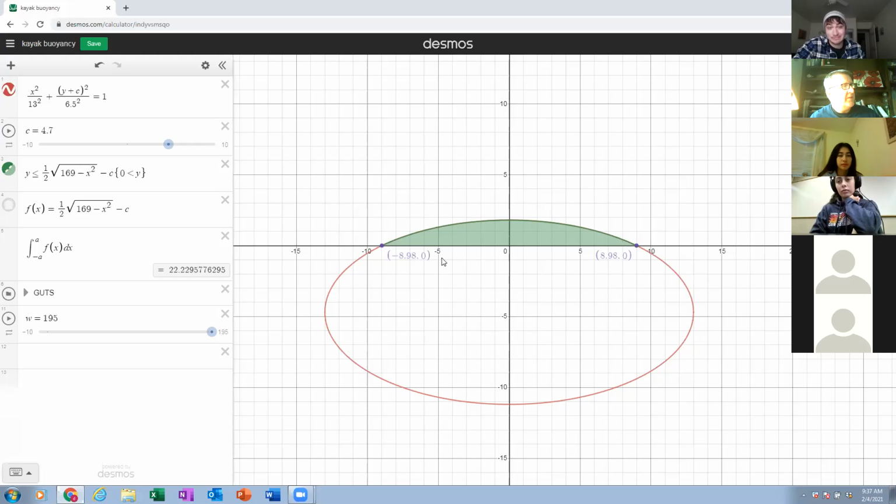So obviously, do you see how mine's labeled? I guessed 4.7. And when I guessed 4.7, notice the curve hit at negative 8.98 and 8.98. And so then I have to put those numbers into the integral, and then I ask it what it is, and it says 22. Crap, you should say. I needed that to be 64. So that's way too small. That's not sinking as deep as it's going to sink.